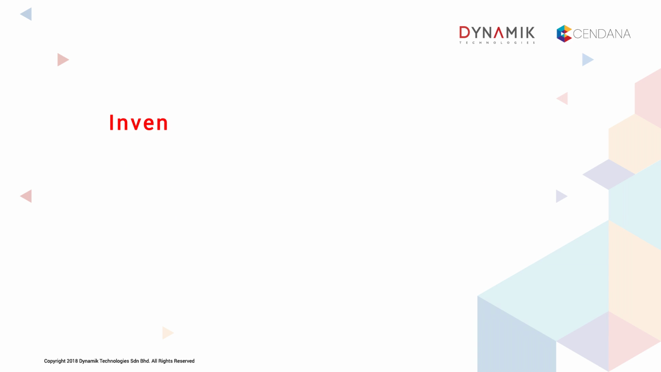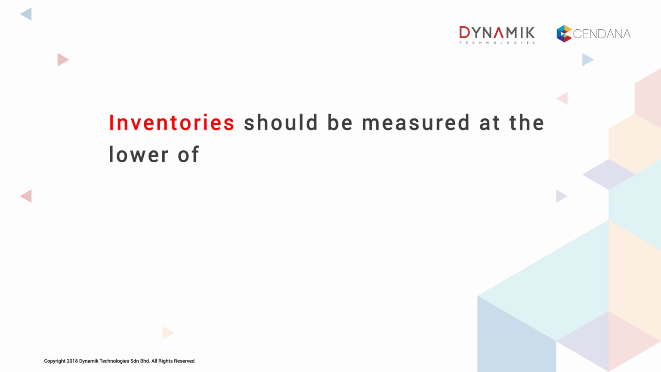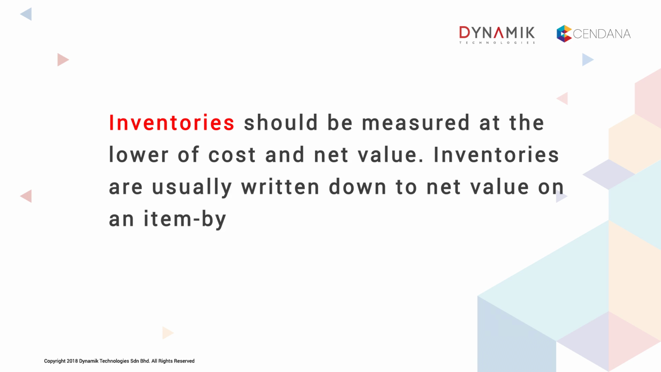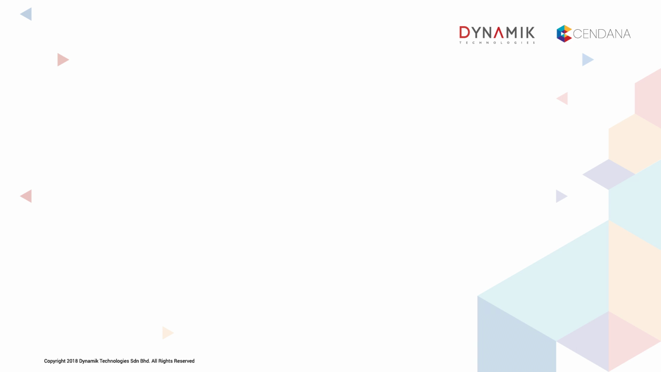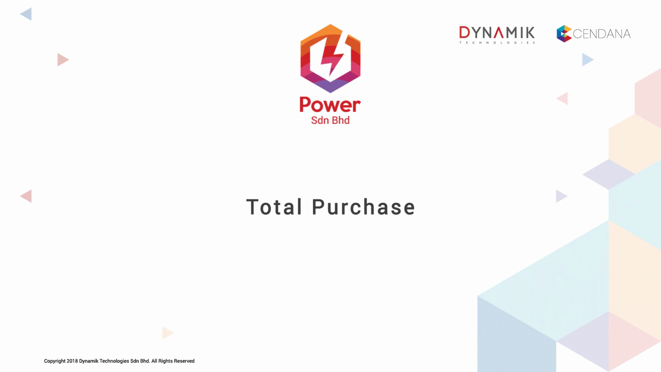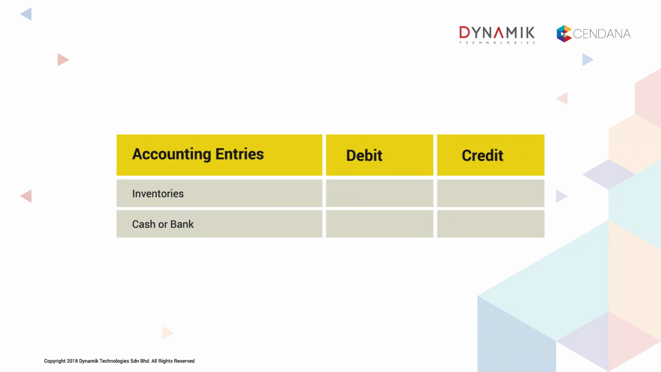Inventories is defined as inventories should be measured at the lower of cost and net value. Inventories are usually written down to net value on an item-by-item basis. To record inventories, let us assume the following scenario. Power Cendana Berhad purchased power diagnostic machine from Germany and sell to the Brunei market. The total purchase price, including bringing the inventories to their present location and condition, including the cost of purchase and conversion, is $50,000. Accounting entries for this scenario can be derived as debit the inventories with $50,000 and credit the cash or bank with the same amount.